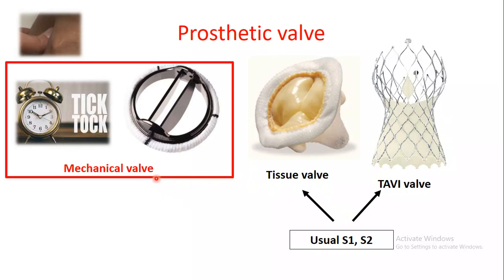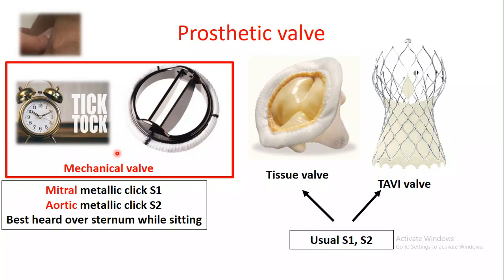On the other hand, if the patient has valve replacement with a mechanical valve, the closure sound of this valve causes a ticking or clicking sound, like a clock. This closure sound is heard with systole in the mitral position, causing a metallic click synchronous with carotid pulsation in timing. It's called metallic S1. And if the patient has aortic valve replacement, this will be a diastolic click called metallic S2.